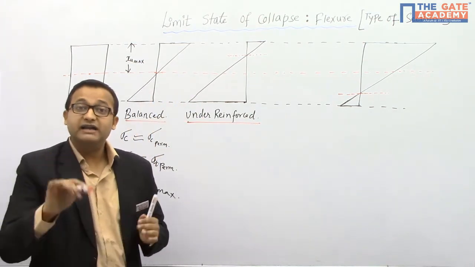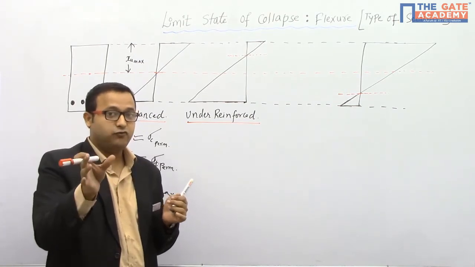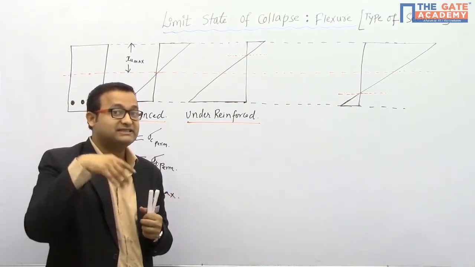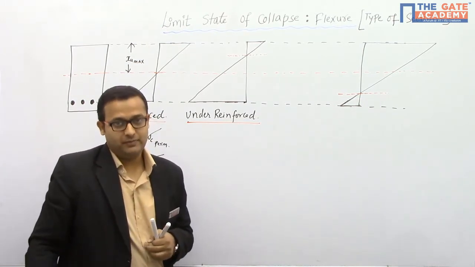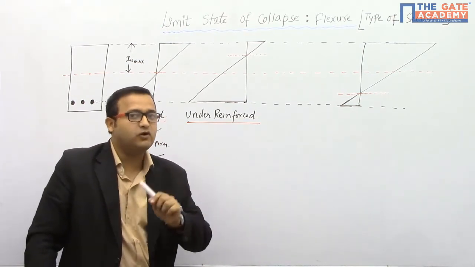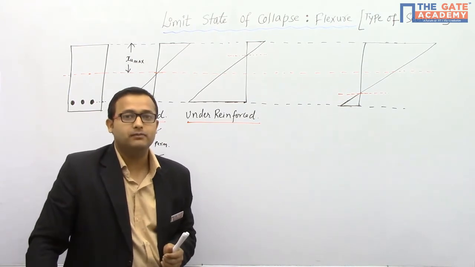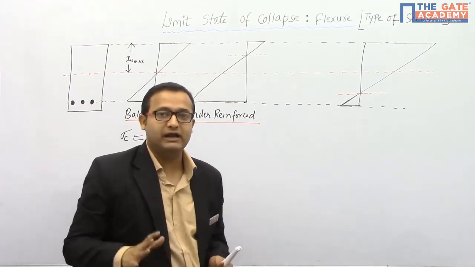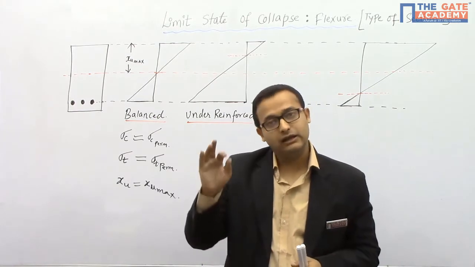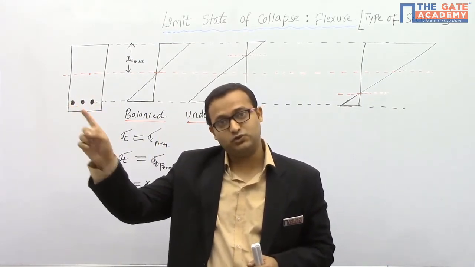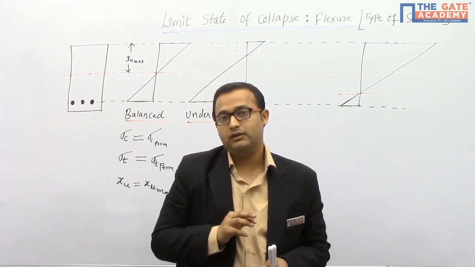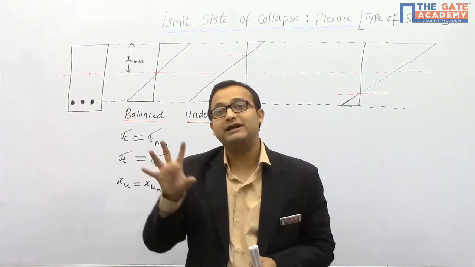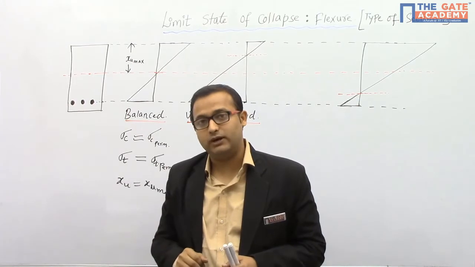What is the meaning of under reinforced? Under reinforced means you have not provided a sufficient amount of reinforcement. You have provided less reinforcement. If we have provided less reinforcement, what will happen? Suppose the applied stresses are the same, 50 Newton per mm square, but I have provided very little reinforcement. What will happen? There is no sufficient reinforcement to resist that 50 Newton per mm square.